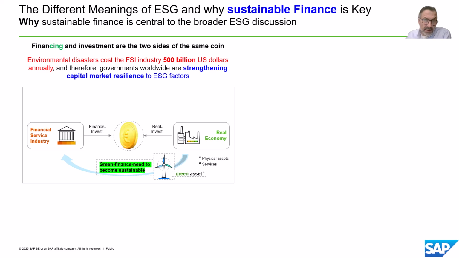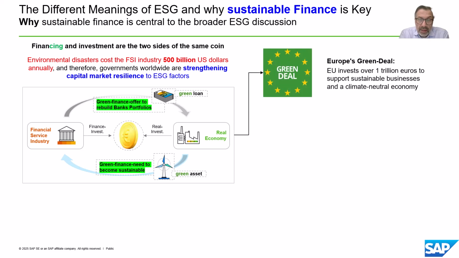This is the one side of the coin, and the other side of the coin is now that the financial service industry is more than happy to provide now a green loan, a green finance offer to rebuild its portfolio, to make its financial portfolio resilient in order to reduce the brown credits, the brown loans, and to increase the green loans. This is the mechanism behind, and this mechanism is, in other words, sustainable financing as a consequence of sustainable finance. In Europe, we see a lot of initiatives that are supposed to support this transformation mechanism.